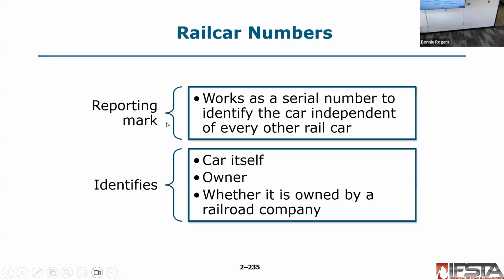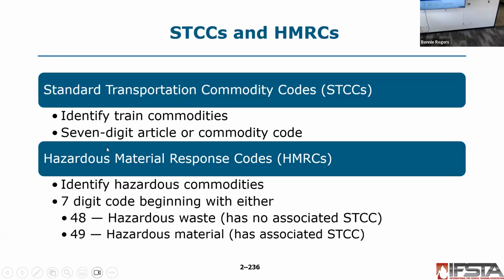On rail cars, they have a reporting mark, which is a serial number. It identifies the car. Think of it like the VIN number. It identifies the car and the owner, owned by the railroad company. We have another acronym: standard transportation commodity codes. Hazardous material response codes.